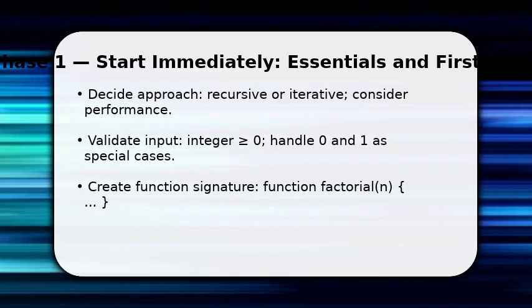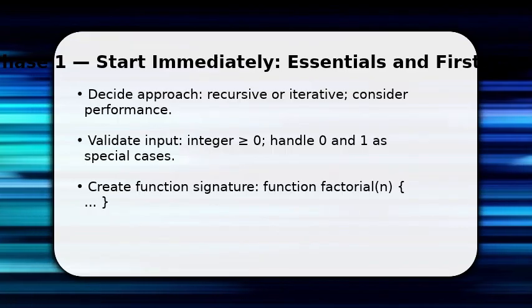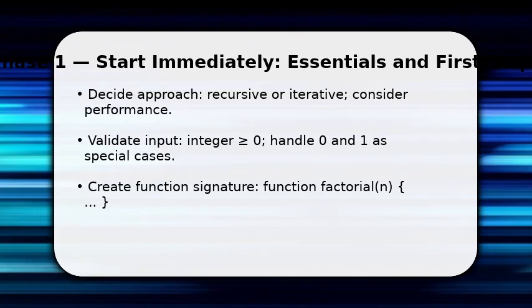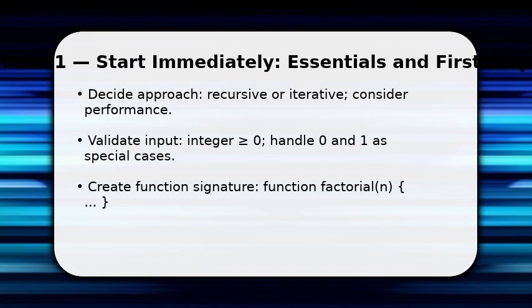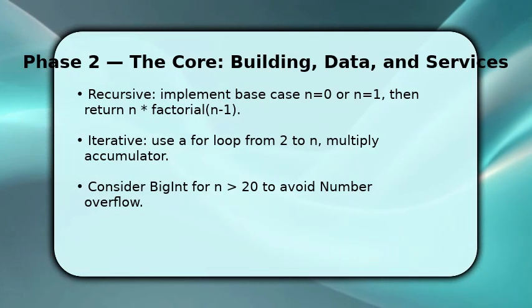Return 1 for those. Now write the function header, function factorial(n), and include an early guard that throws or returns for invalid inputs. This prevents wasted computation and gives clearer runtime behavior. You implement the core logic next.